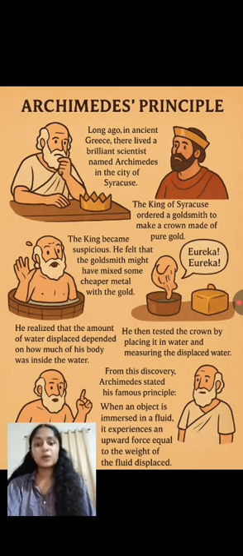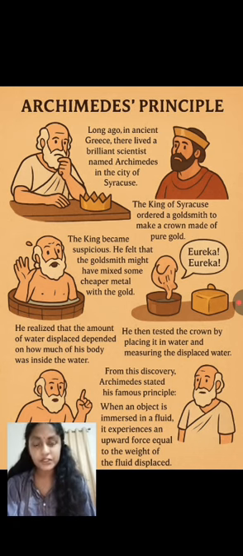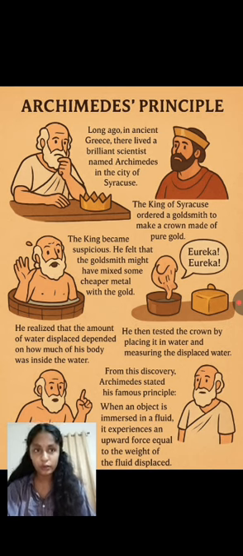Okay, so long ago in ancient Greece, there lived a brilliant scientist named Archimedes in the city of Syracuse. He was famous for his love of mathematics, inventions, and solving difficult problems. One day the king of Syracuse ordered a goldsmith to make a crown made of pure gold.